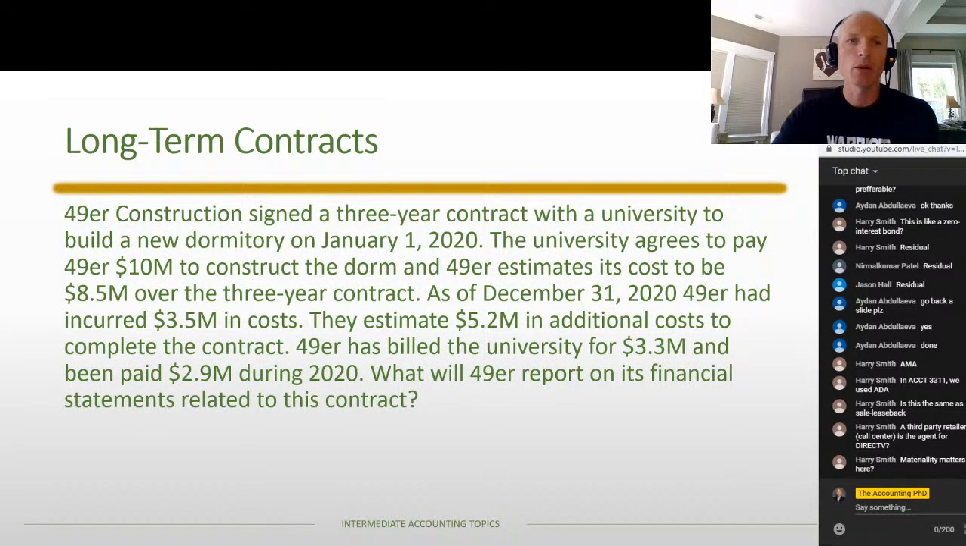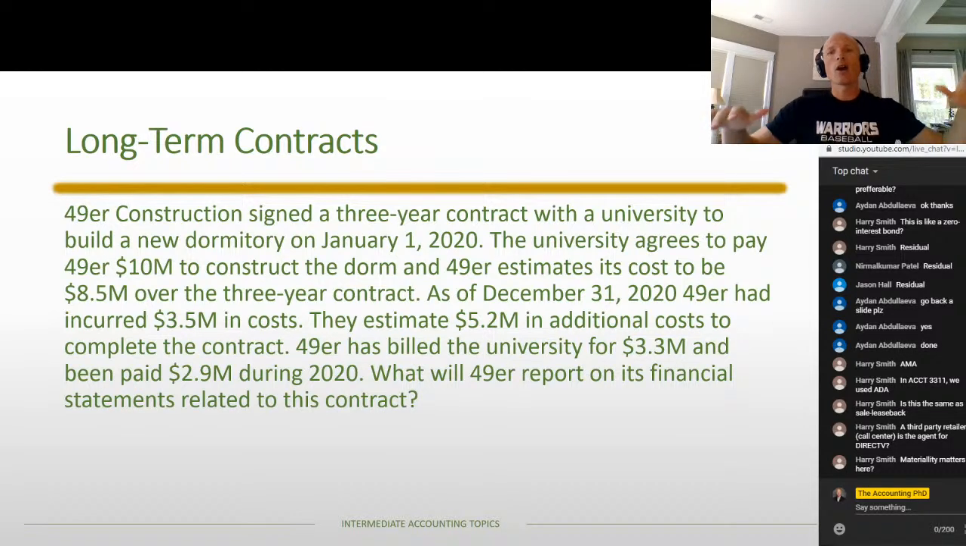So let's do an example. 49er Construction signed a 3-year contract with the university to build a new dormitory on January 1st, 2020. The university agrees to pay 49er $10 million to construct the dorm, and 49er estimates its cost to be $8.5 million over the 3-year contract. As of December 31st, 2020, 49er had incurred $3.5 million. They estimate another $5.2 million to complete the contract. They billed all this different information.